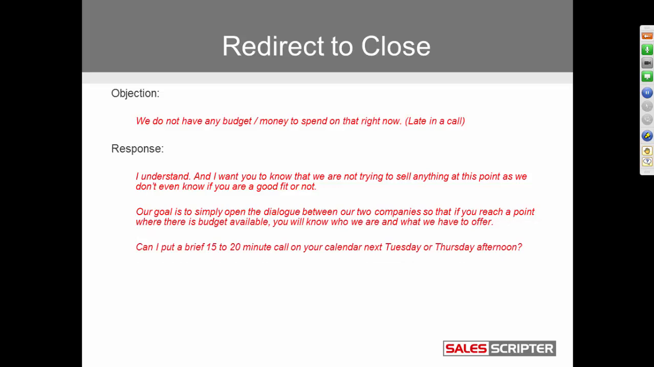Moving on to the next objection: we don't have any budget or money to spend right now. That's something that can come up often. If that comes up early in a call, you could redirect to one of your pre-qualifying questions, so you're just trying to get away from the mention of money. But let's say you've gone through your call, you've asked them a bunch of questions, you go for the close, and they say, "You know what, it won't make any sense for us to get together because we don't have any budget this year."